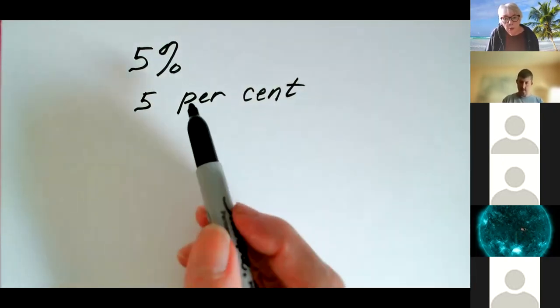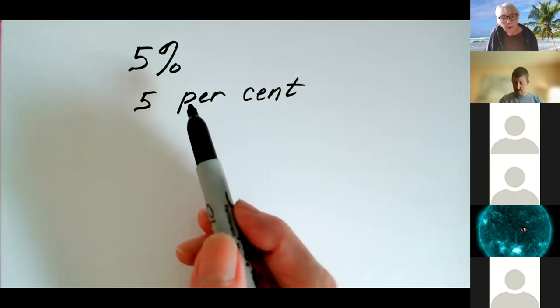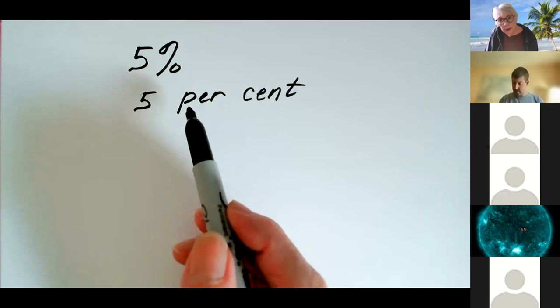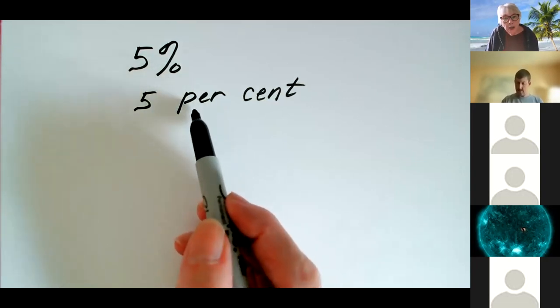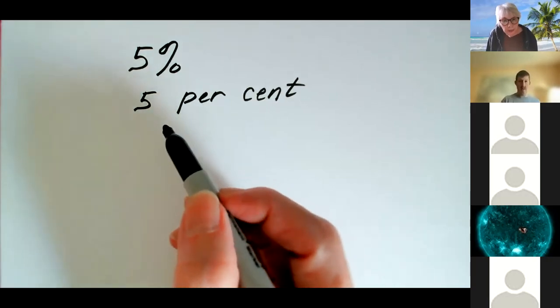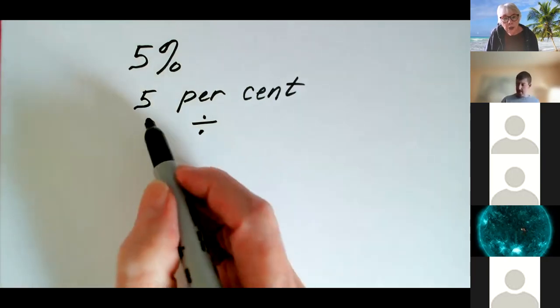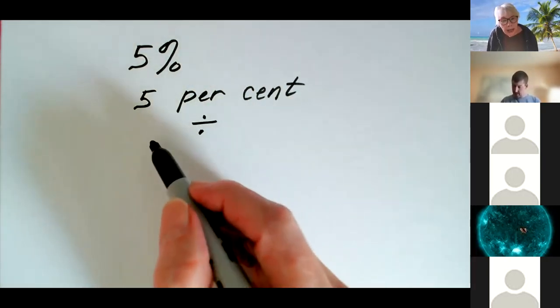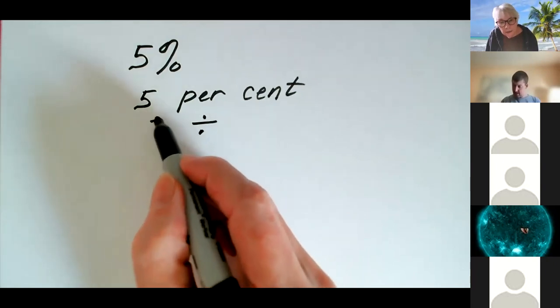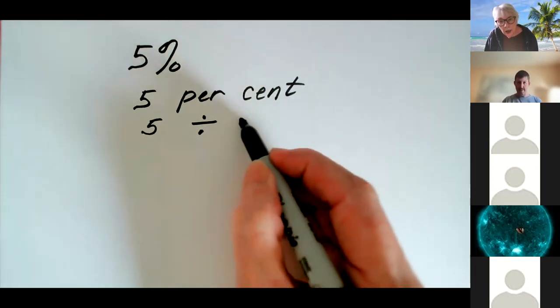you may remember the word per from the last chapter, where we would go miles per hour and things like that, cost per pound, that kind of thing. The word per still means the same thing. It means divide. And so this translation of words into math literally translates 5 per cent as 5 divided by 100.